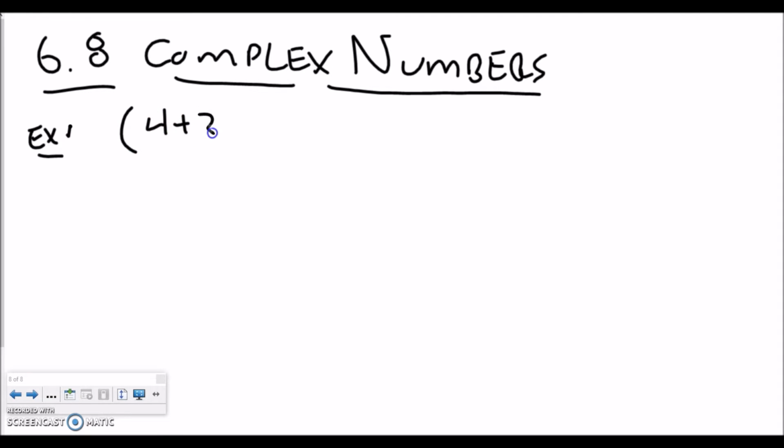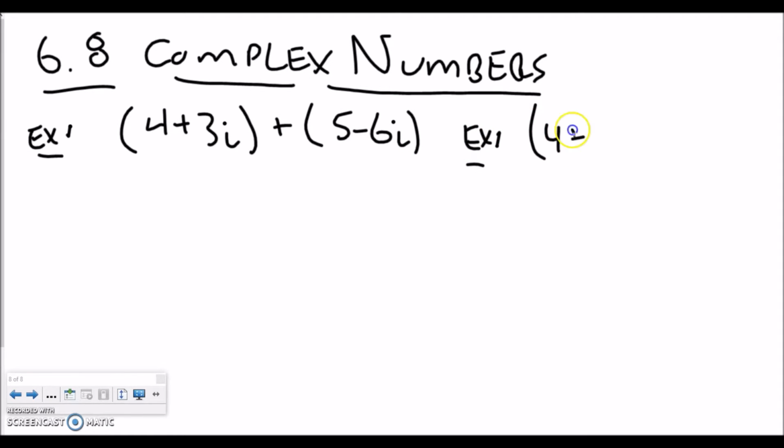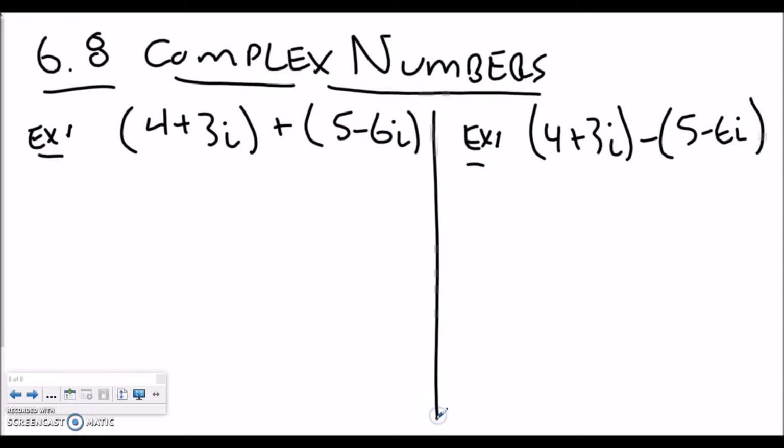Let's do 4 plus 3i plus 5 minus 6i. And let's do another example right next to it: 4 plus 3i minus 5 minus 6i. On the plus problem, we'll do that first. We really don't need these parentheses, so we can just change it.